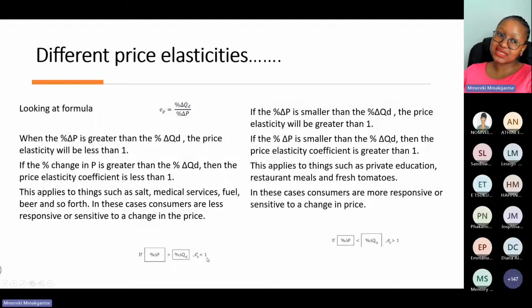Remember the example that I just said, if the percentage change in price is 2, and the percentage change in quantity demanded is 1, the coefficient will be 0.5. Remember how we calculate the coefficient? Ep, percentage change in quantity demanded over percentage change in price. Yes.